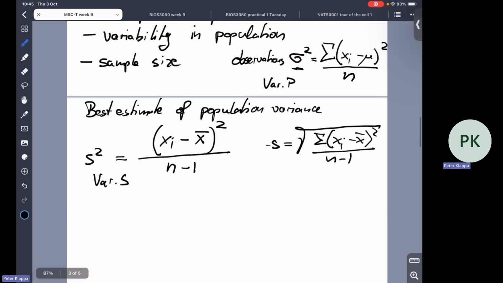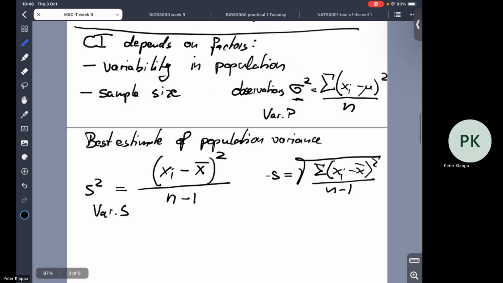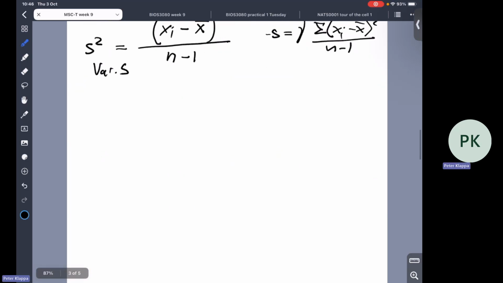Yeah? So be careful, there are two equations. You need to know which one you use. If you just describe your samples, you use sigma squared. If you want to do an estimate of the population variance, you use S squared, where you divide by n minus 1. So we have sample size, we have the variability. There's another factor that plays a role.